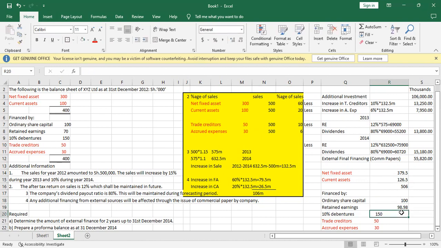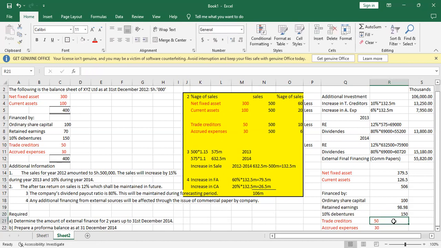Then I have the 10% debentures. Debentures are not moving, so they are remaining the same. So 150, let me rewrite.